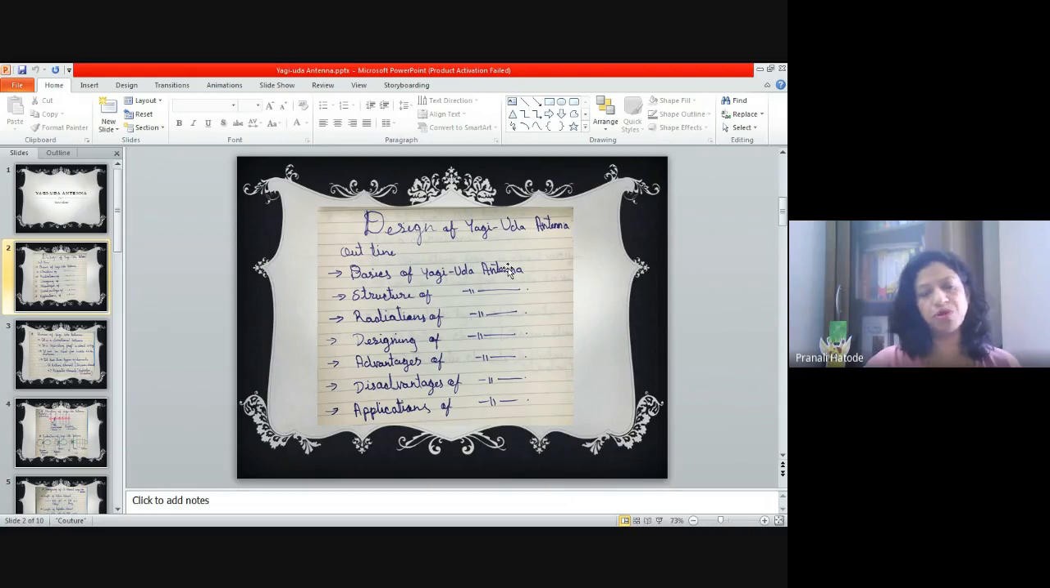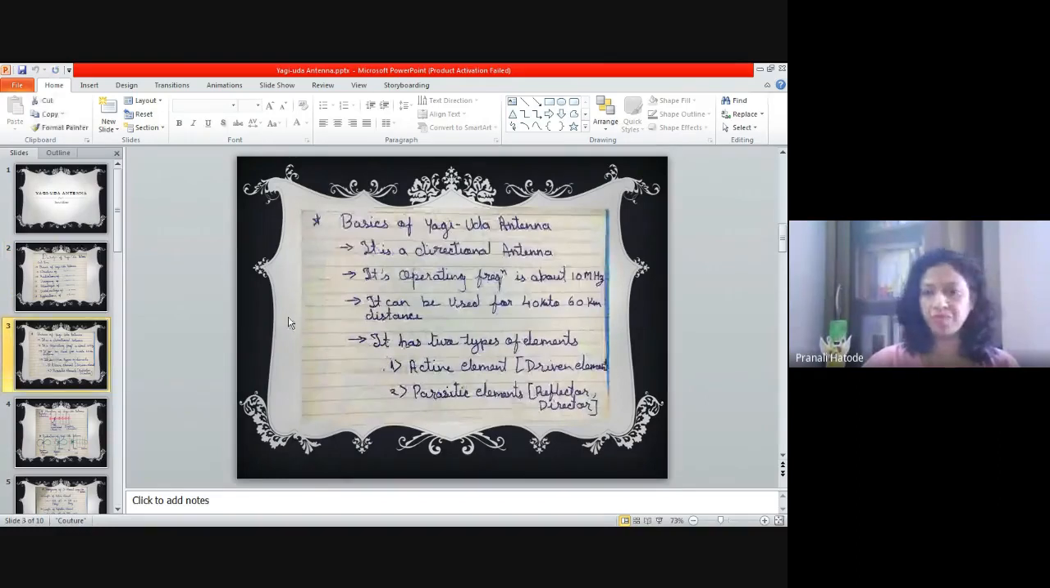The first point of the outline is basics of Yagi-Uda antenna, then its structure, and its radiation pattern, how we get that and why we get that, all those things we will be discussing under this topic. Then how to design a Yagi-Uda antenna, its advantages, disadvantages, and its applications. These are all things we are going to see under Yagi-Uda antenna.